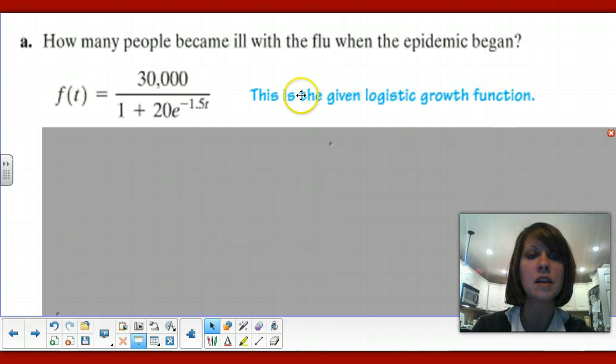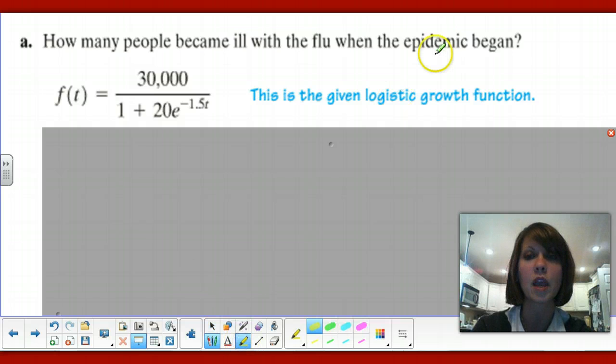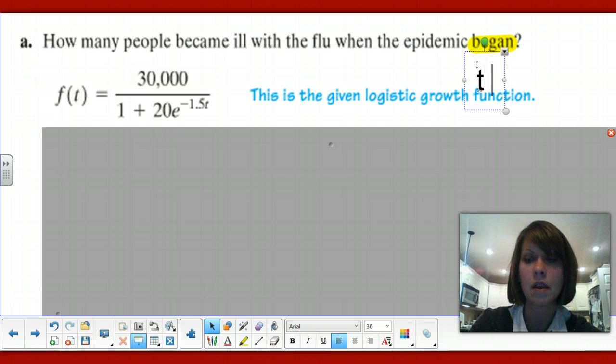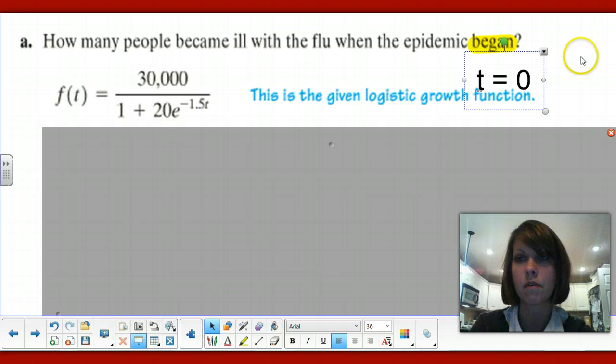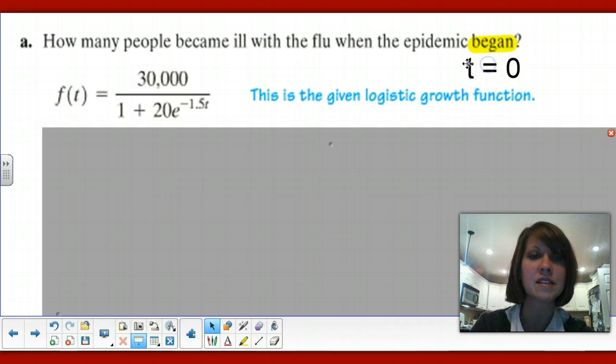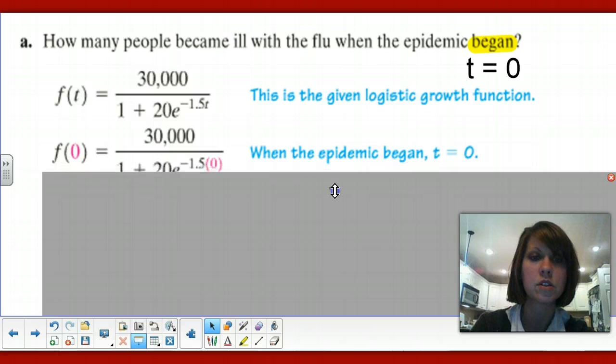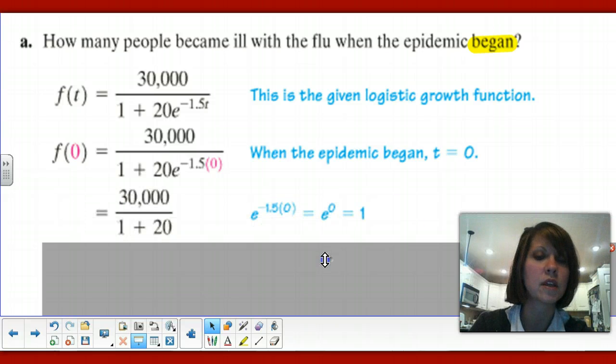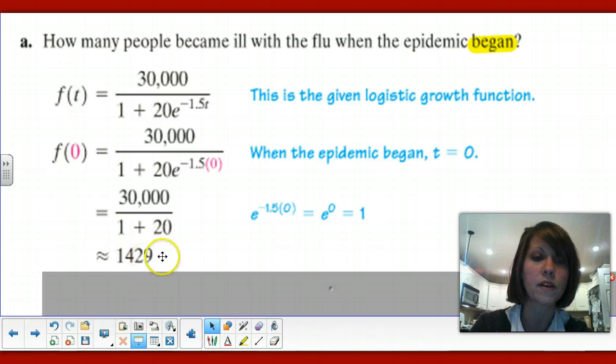A says how many people became ill with the flu when the epidemic began. What began means is time equaling 0. So you've got to recognize that so that you will substitute in correctly. See that down here? Time equals 0 right there. Okay, so on your calculators, guys, make sure you're seeing that you really get 1,429.